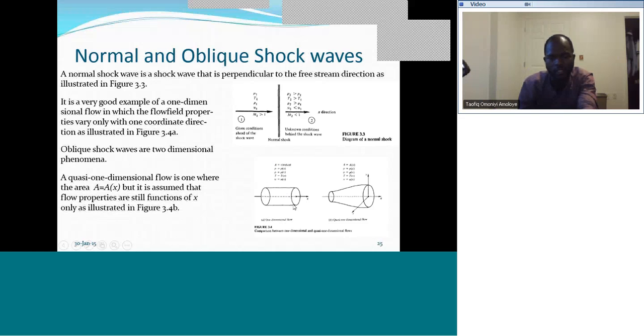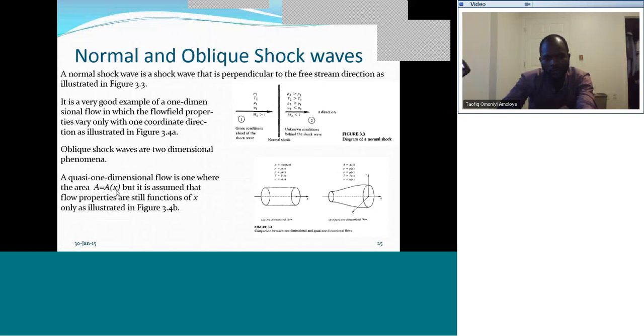Then the variation of the flow properties can also be thought to be functions of one coordinate direction, the x-axis. So when you assume that the flow properties are still functions of just one dimension only, just because the area bounding the flow is modestly varying in that direction, then you have a quasi one-dimensional flow.